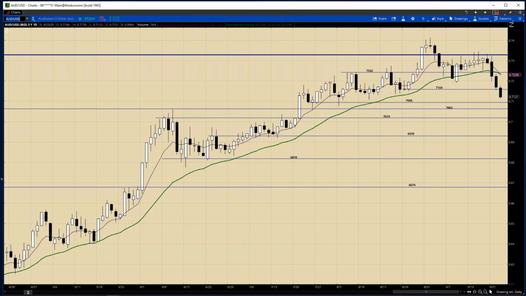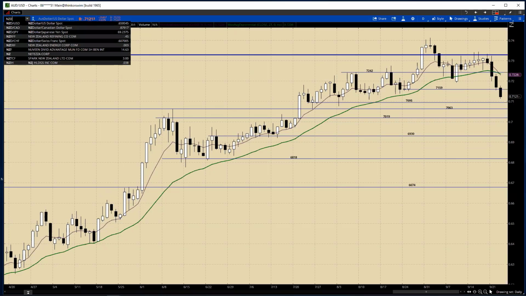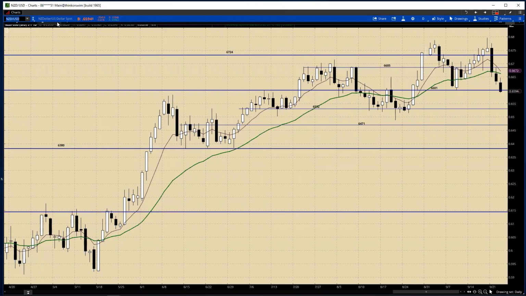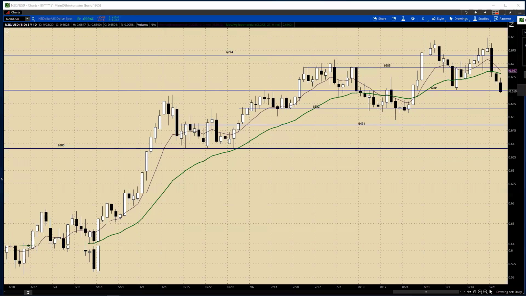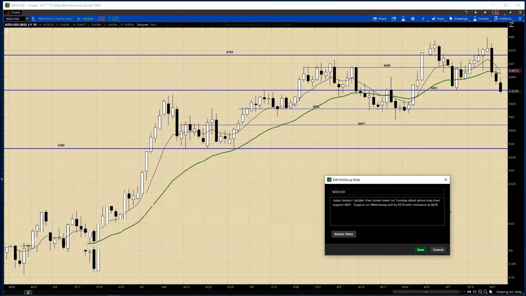To the Kiwi. This is awesome. I can now see all the other charts now with the other cash equities. Too bad they're not moving. But now I can see them. Let's go into the Kiwi. Kiwi closed lower on Tuesday, albeit above the bias chart support of 66.01. Support on Wednesday will be 65.79 with resistance at 66.70.